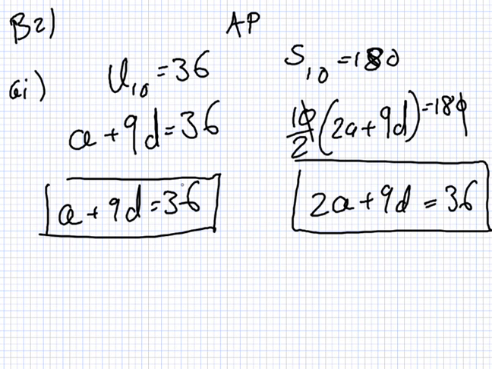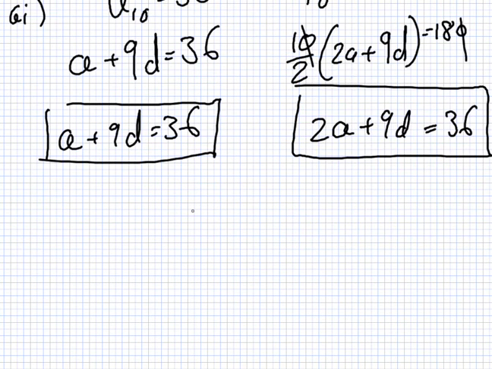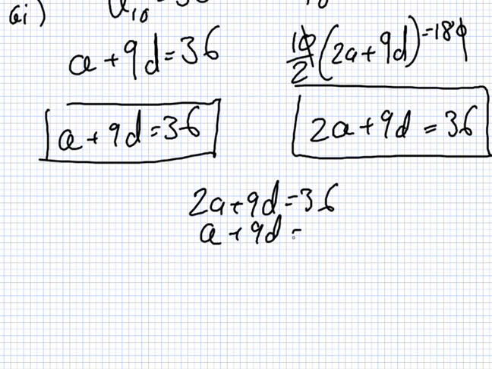Well, this is easy because we want to solve these. What method should I use? Elimination. Notice how I already have 9d, don't I? So I can just go 2a plus 9d equals 36, a plus 9d equals, what the heck? a is equal to 0? Weird. a is equal to 0, d is equal to 4.